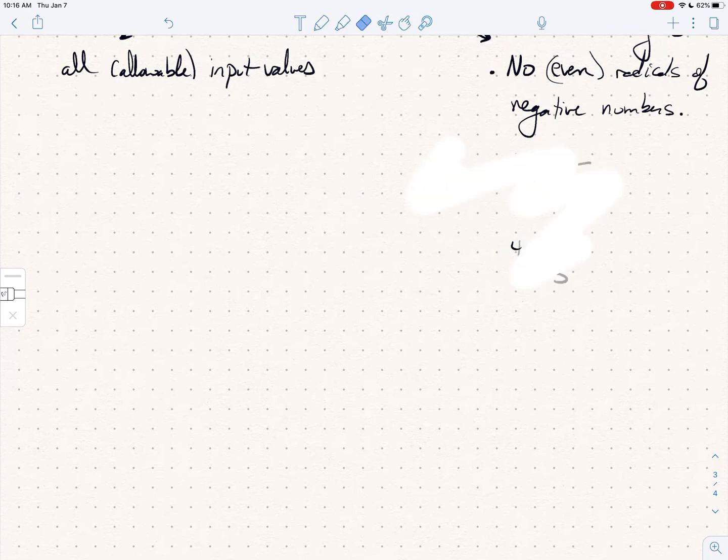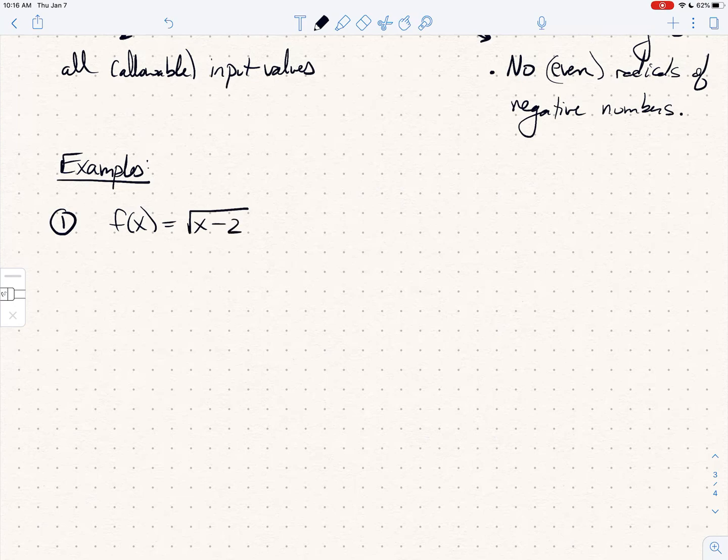Okay, so having said that, let's look at some examples. I won't spend a ton of time on this because this should be review for you, but this is really important and we're going to need this as we go along. So let's do the first example. Let's say we'll have f of x equals, let's say, radical x minus 2.